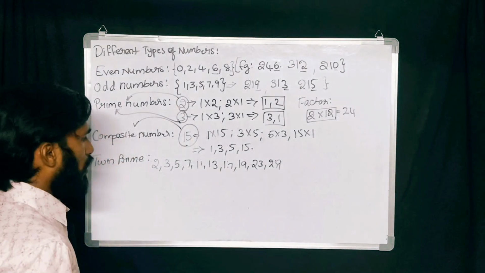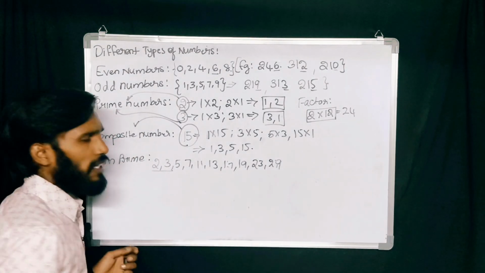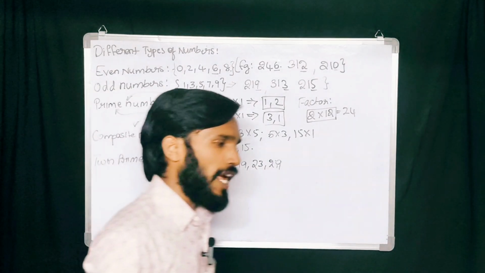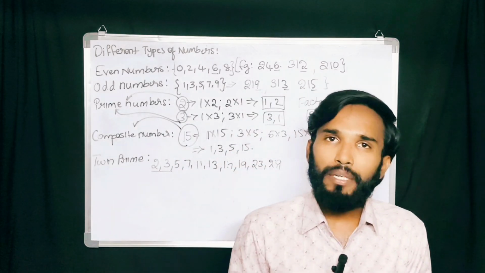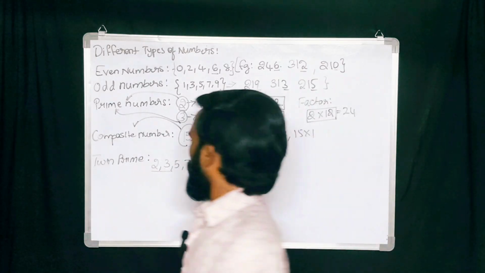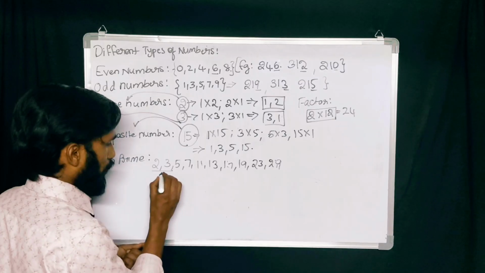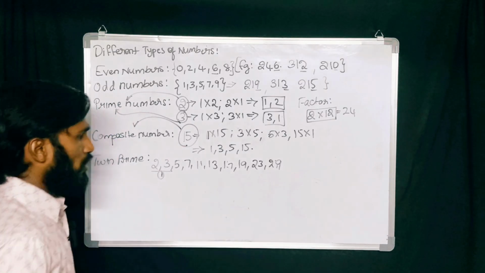So if you observe, what is the difference between 2 and 3? Difference means subtracting. When you subtract, if you get 2, that means the two numbers are twin primes. So 3 minus 2 is what? 1. The difference between 3 and 2 is 1. This is not twin prime.